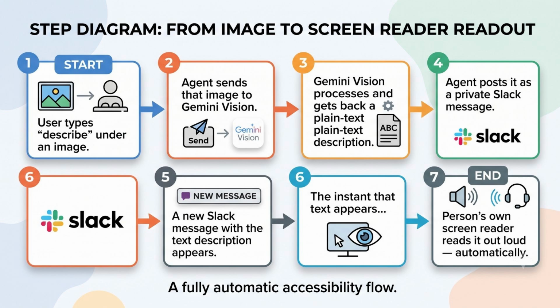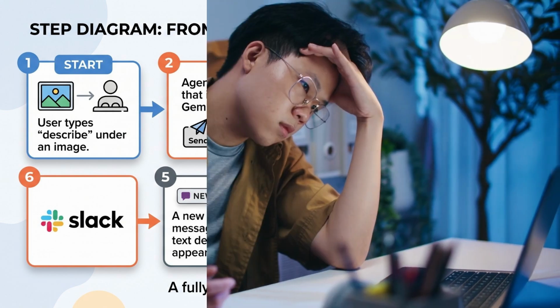When someone replies "describe" under an image, the agent sends that image to Gemini Vision, gets back a plain text description, and posts it as a private Slack message. The instant that text appears, the person's own screen reader reads it out loud, automatically, the same way it reads every other message. I'm not building text to speech, I'm giving the screen reader something to actually speak.